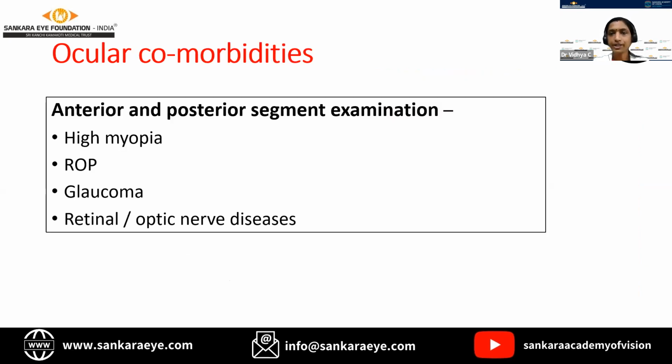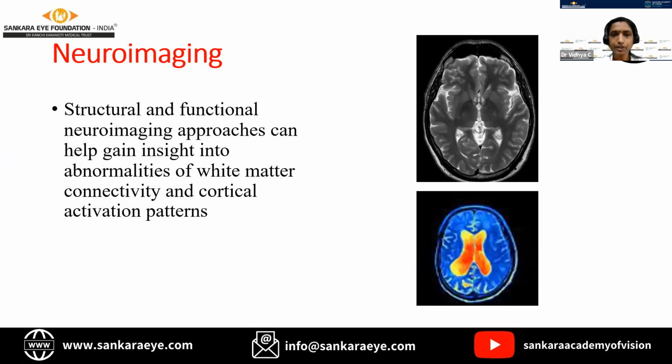Coming to the ocular comorbidities. Once this evaluation is done, then we have to check the anterior and posterior segment examination. We need to evaluate them to look for other ocular comorbidities in these children, in the form of high myopia, ROP, glaucoma, retinal or optic nerve diseases, which also can alter all these characteristics which we have seen in CVI. The structural and functional neuroimaging approaches can help gain insight into the abnormalities of the white matter connectivity and the cortical activation patterns. So it needs to be done in children with CVI.